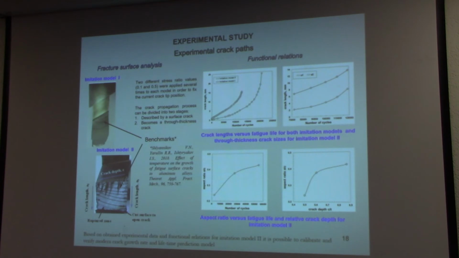On the basis of measurements of the crack length on the free surface and obtained crack tip positions, we can find the functional relations. That is the crack length versus fatigue life for through thickness cracks, and aspect ratio versus number of cycles and relative crack length for the surface cracks.